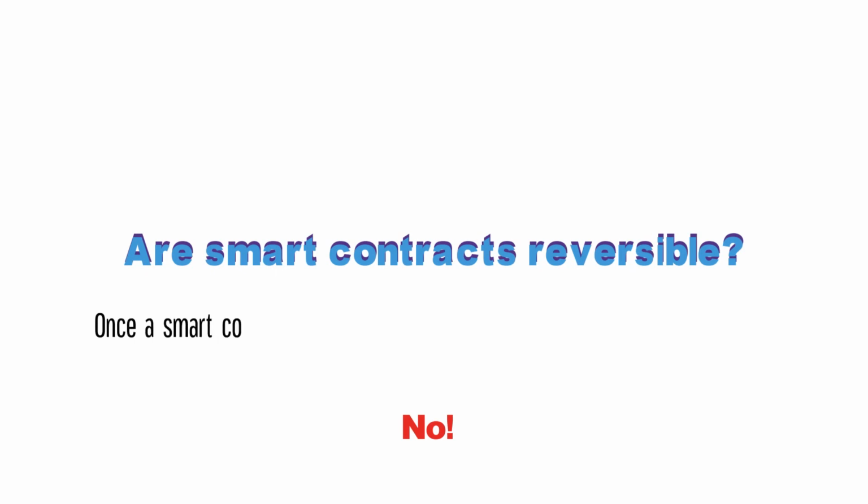Are smart contracts reversible? Smart contracts are not reversible. In other words, once a contract is executed, it is not possible to undo the execution.